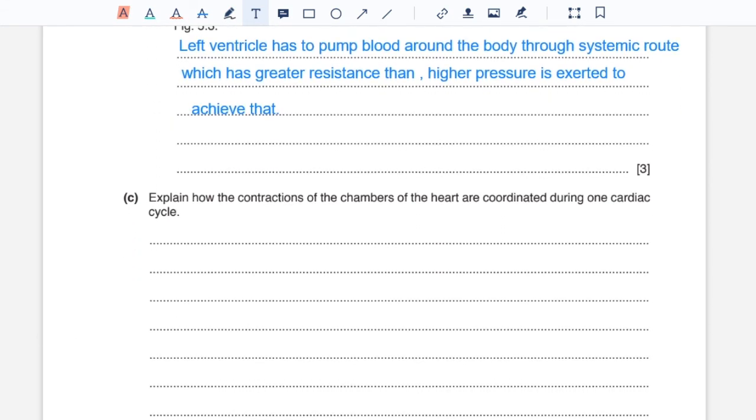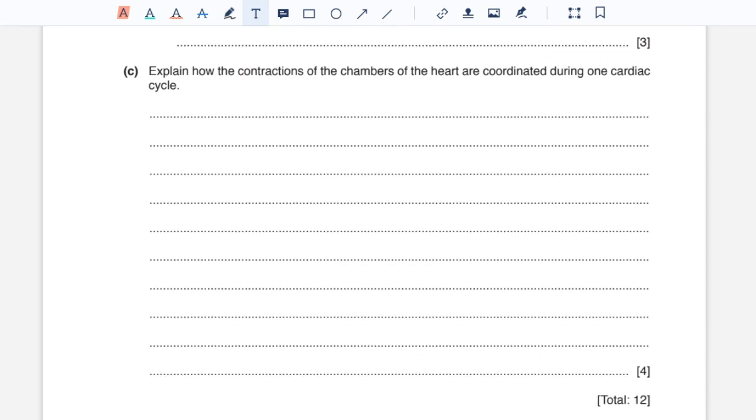C. Explain how the contractions of the chambers of the heart are coordinated during one cardiac cycle. So the sinoatrial node, which acts as the pacemaker, sends out an excitation wave that causes contraction of both of the atria at the same time, and then the excitation wave has to pass down to the ventricles, and that is done by the atrioventricular node, which relays the impulse after delaying it for 0.1 second. So the atrioventricular node relays to the Purkinje fibers that conduct the impulse down to the base of the septum, then up the muscles in the walls of the ventricles, so that both of the ventricles contract together from the base upwards.